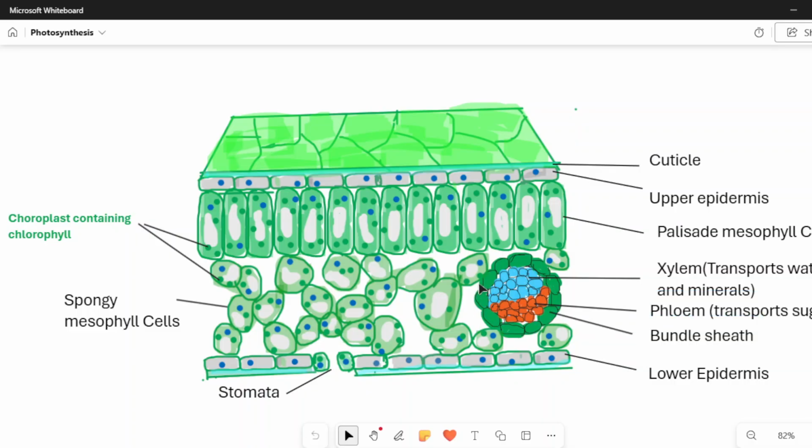And protecting these tubes are bundle sheath cells. So they are protected by tightly packed bundle sheath cells. Now, what is this part which is visible? This is nothing but the veins inside the leaves. Okay, this is the internal structure of the veins.